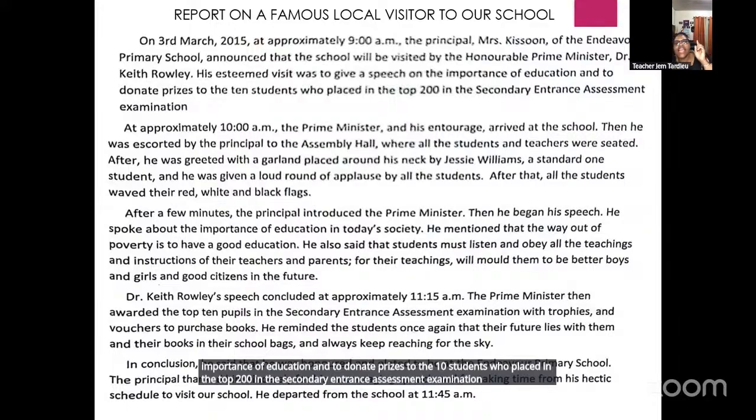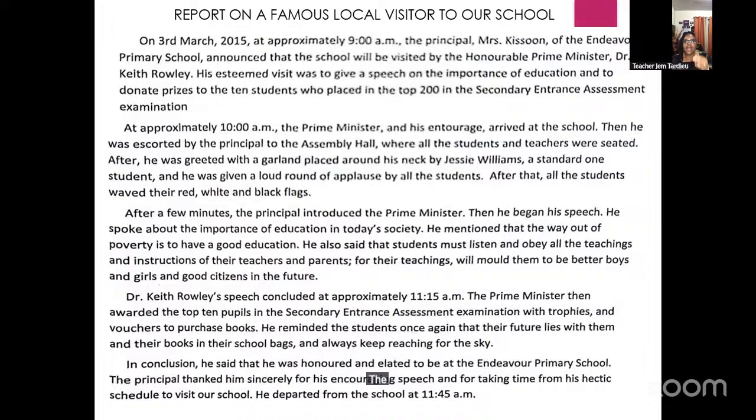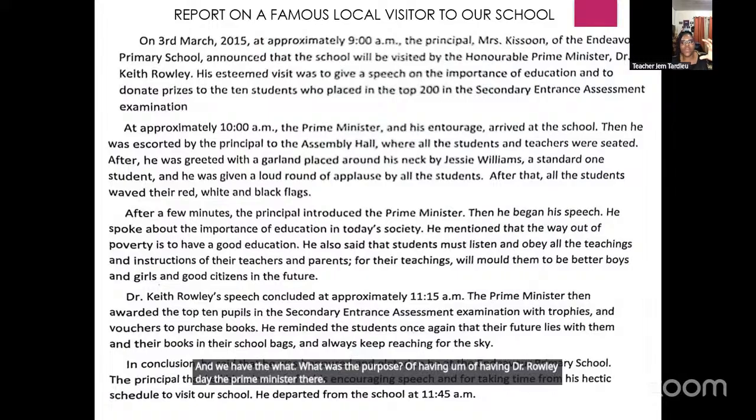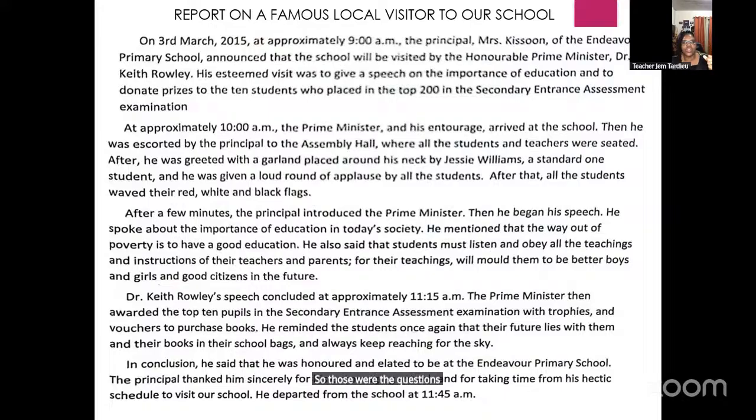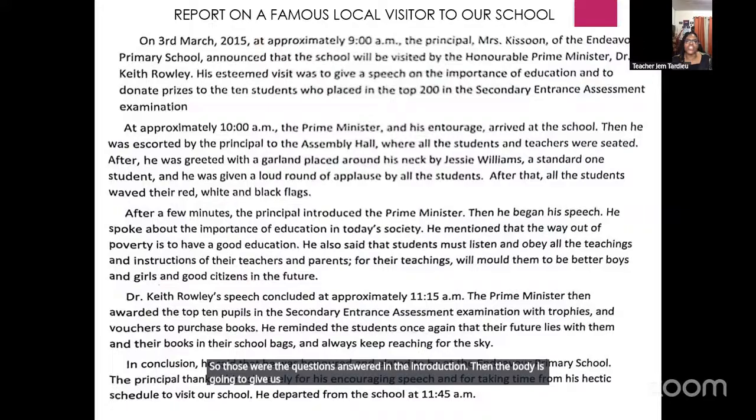So in our intro paragraph, we have the date, we have the time, we have the who, we have the where, and we have the what. What was the purpose of having Dr. Rowley, the Prime Minister, there? So those were the questions answered in the introduction. Then the body is going to give us the details of what transpired.